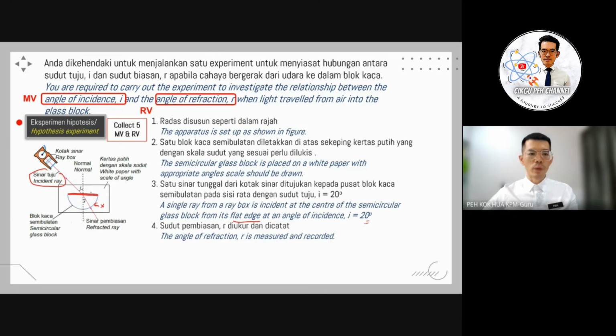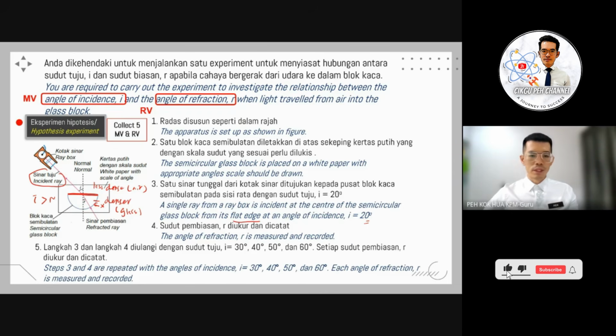As mentioned just now, when the light ray travels from a less dense medium, which is air here, to a denser medium, which is the glass block here, the speed will decrease. So the I you measure with R, the I must be greater than R. Then last, repeat steps 3 and 4 with the angle of incidence I equal to 30, 40, 50, and 60. Each angle of refraction R is measured and recorded.